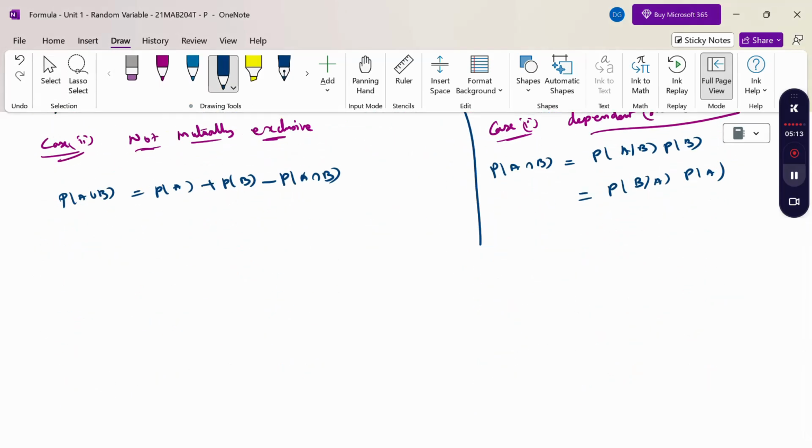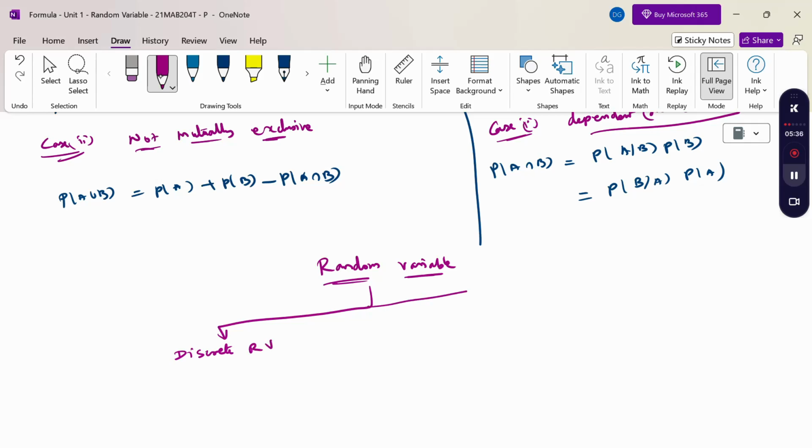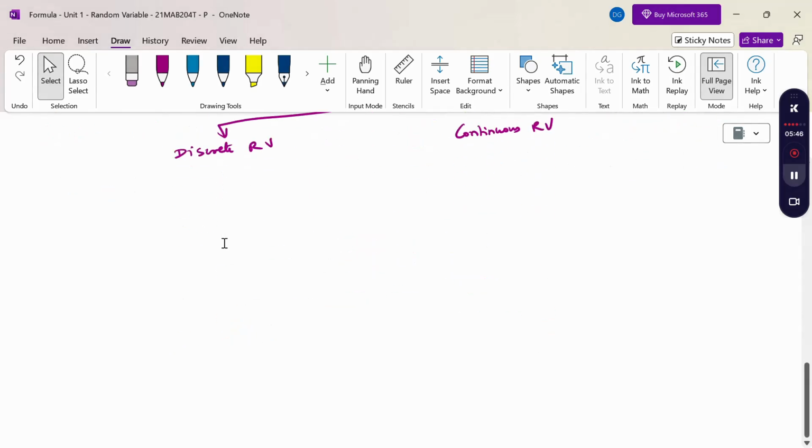Now random variable. A random variable is used when the outcome of a random experiment may be non-numerical. We consider two types of random variable: discrete random variable and continuous random variable. Now we can see the formulas for the discrete random variable.